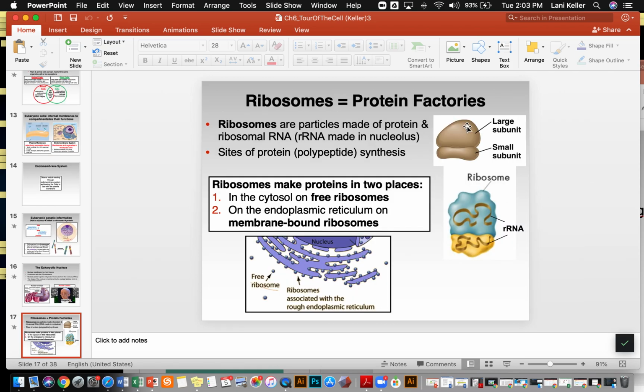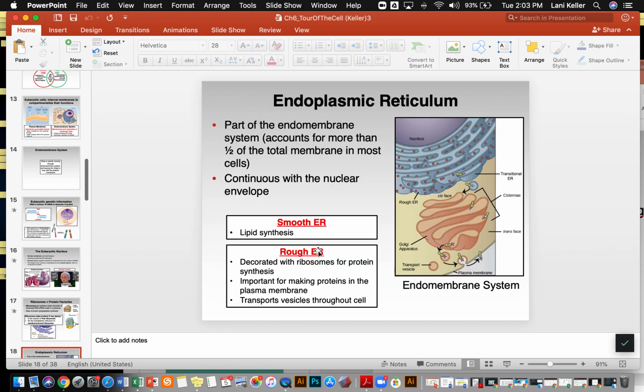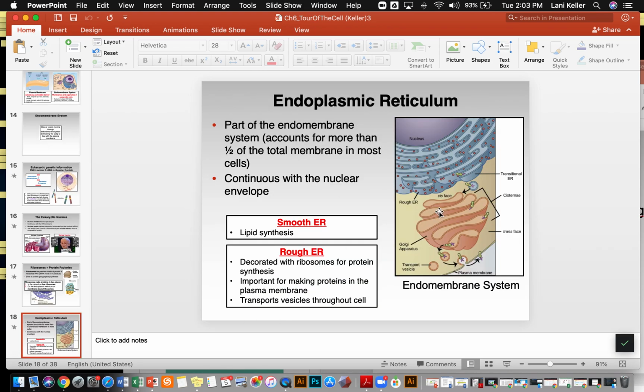Ribosomes are the protein factories, these little Hawaiian buns. They are made of RNA and protein. They exist freely in the cytosol and bound to the ER. The endoplasmic reticulum, or the ER, is part of the endomembrane system. Huge amount of membrane. It comes in two flavors: smooth for lipid synthesis and rough for making proteins.